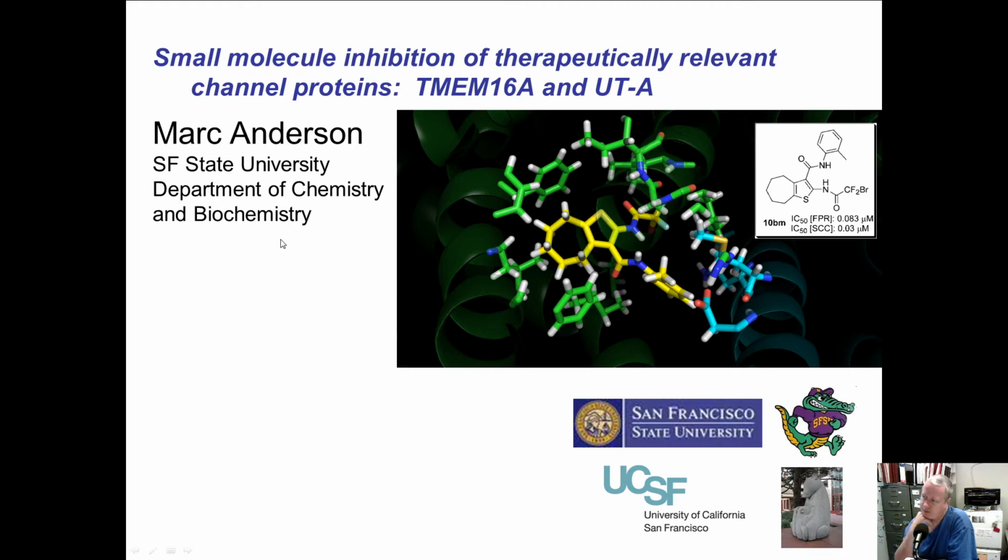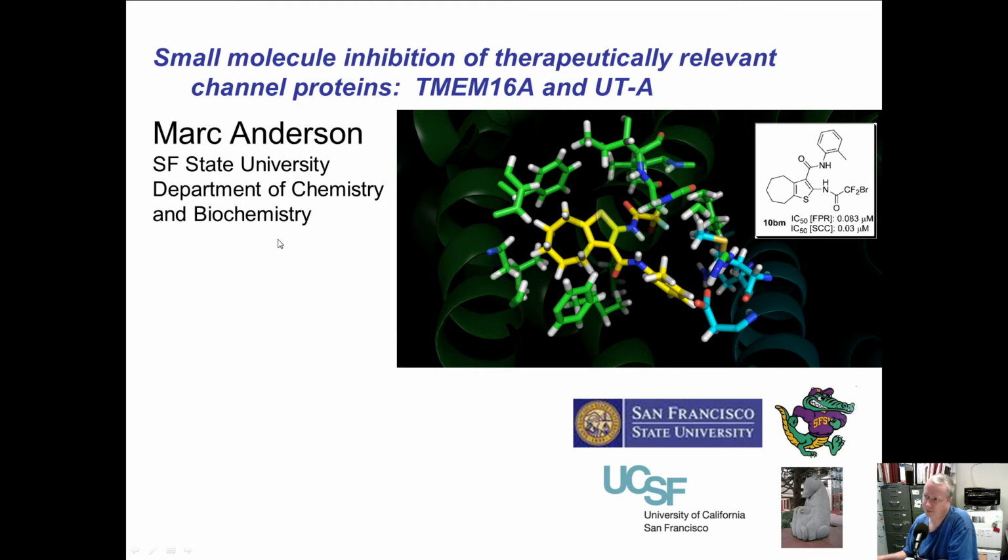And I'm going to talk about a couple of our projects in sort of an overview format just to explain kind of what we do as a lab. For the most part, we're an organic chemistry laboratory, so we use organic synthesis to create inhibitors of various proteins. They could be either channel proteins or occasionally enzymes and things like that.